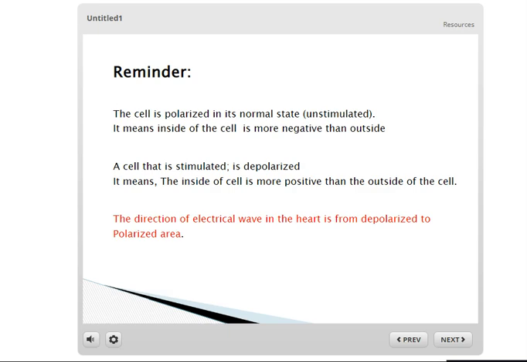So the electrical activity in the heart moves from the depolarized to the polarized region. This directional flow of the electrical wave is a key characteristic of normal cardiac conduction.